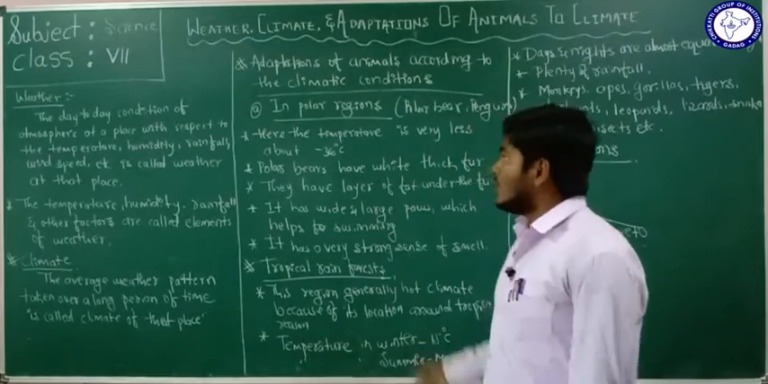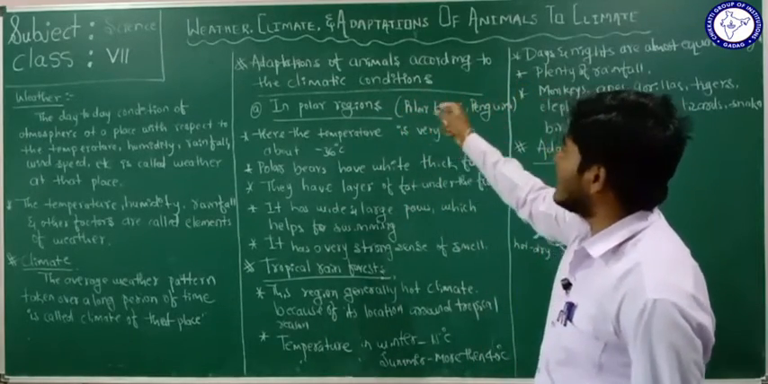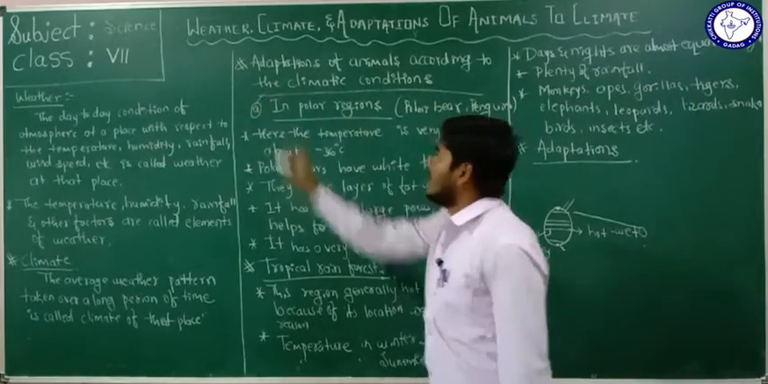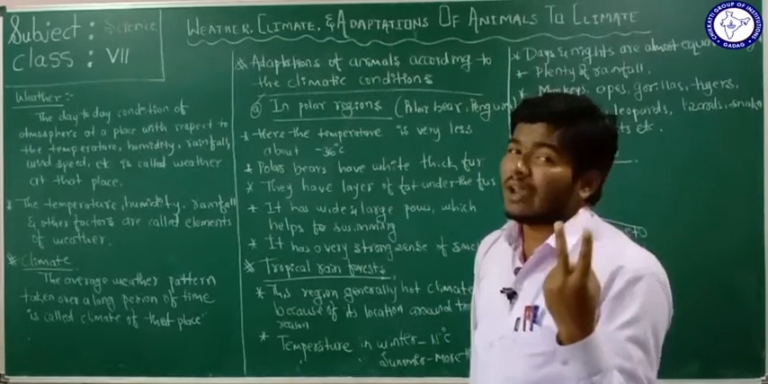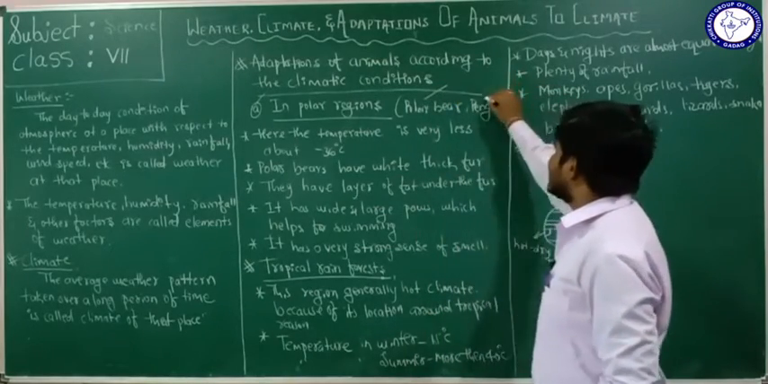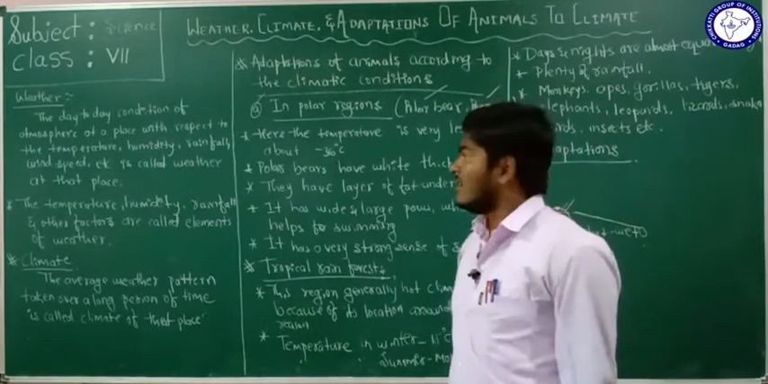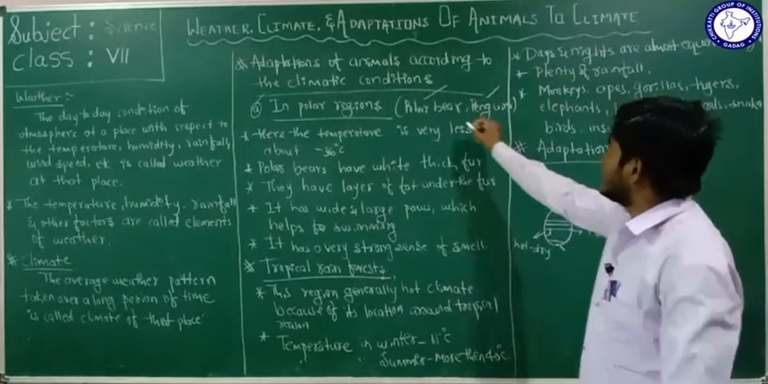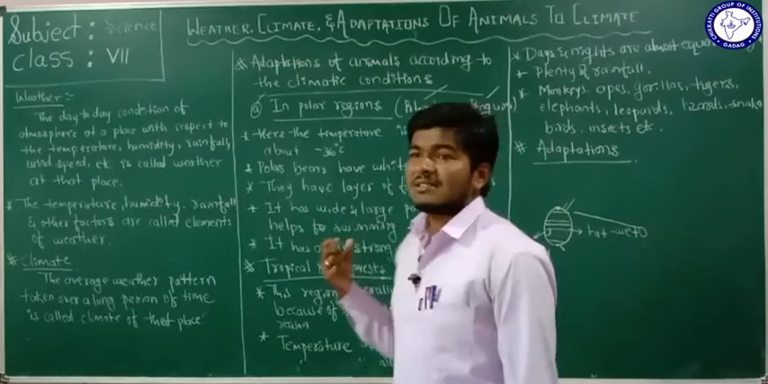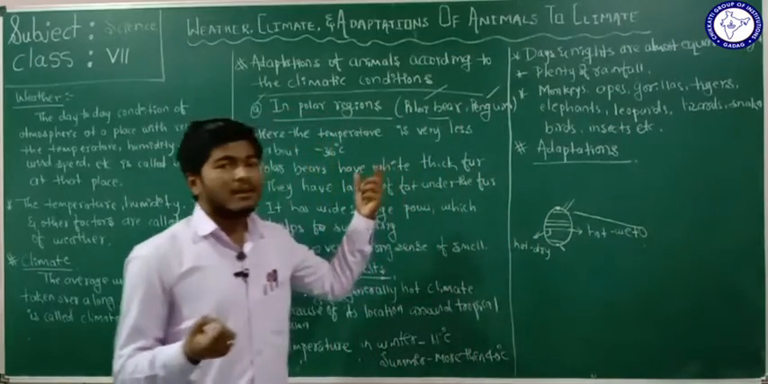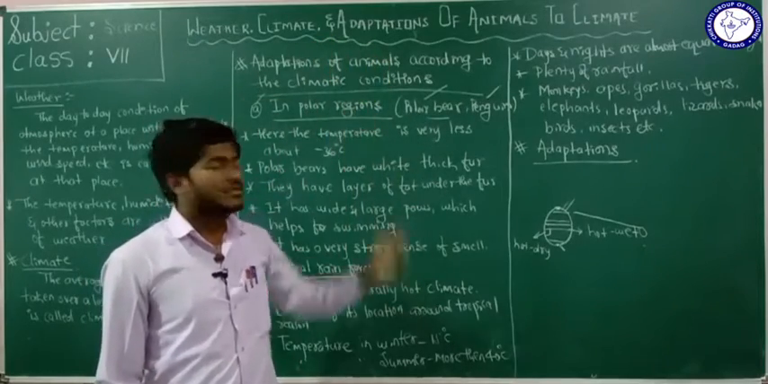I am taking two examples here, adaptations of the animals according to the climate conditions. First I am taking polar regions. In polar regions we are going to see mainly two animals, polar bears and penguins. Some other animals are also present here, but mainly we are going to see the polar bears and the penguins. So what adaptations are adopted by the polar bear to live in the cold conditions will be studied now.